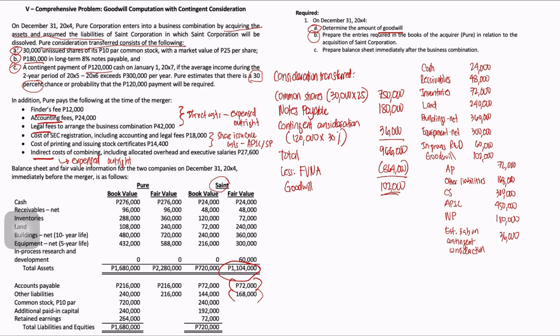To record the direct costs, we debit acquisition-related expenses and credit cash for 12,000 plus 24,000 plus 42,000. That's a total of 78,000.